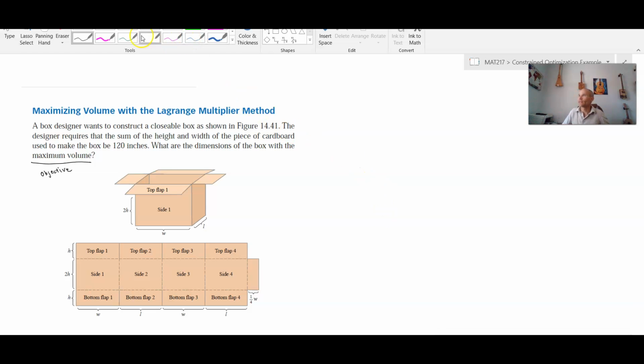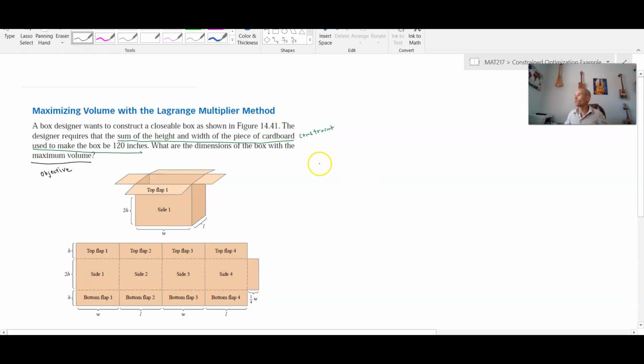But there's a constraint. And the constraint says that the sum of the height and width of the piece of cardboard used to make the box be 120 inches. So there's our constraint. That's limiting what we're allowed to do. And a constraint is just that. It limits what we are allowed to do.